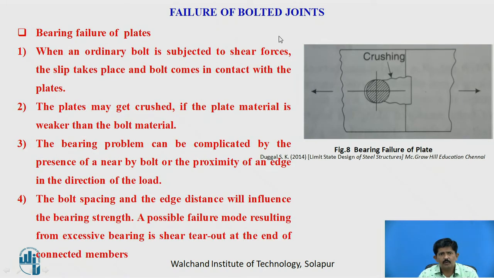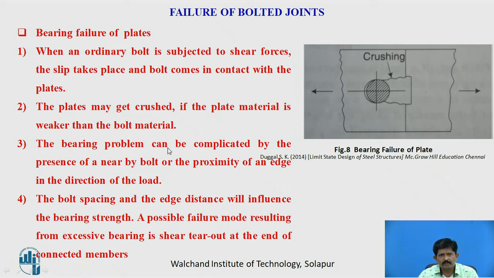Failure of bolted joints in bearing failure of the plates. So when an ordinary bolt is subjected to shear force, the slip takes place and the bolt comes in contact with the plate. So here you can see the crushing of the plates occur. So this bolt crushes this plate edge. The plates may get crushed if the plate material is weaker than the bolt material.